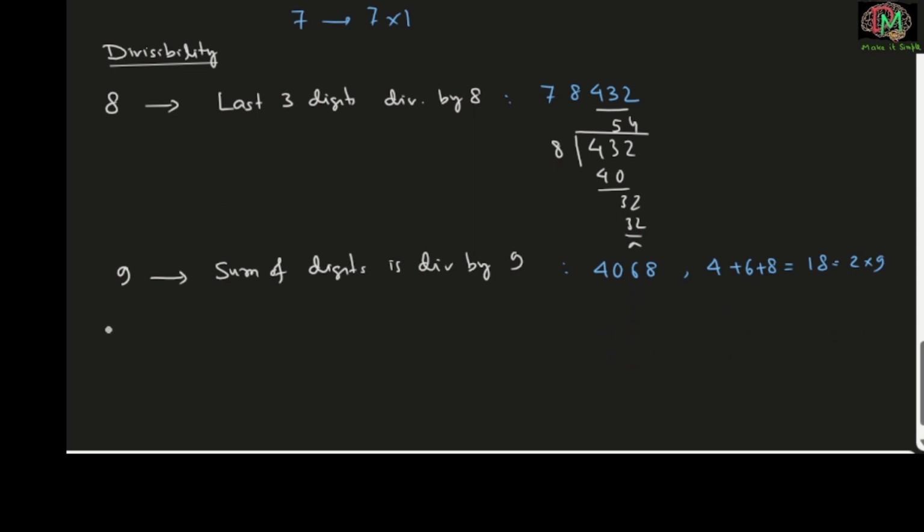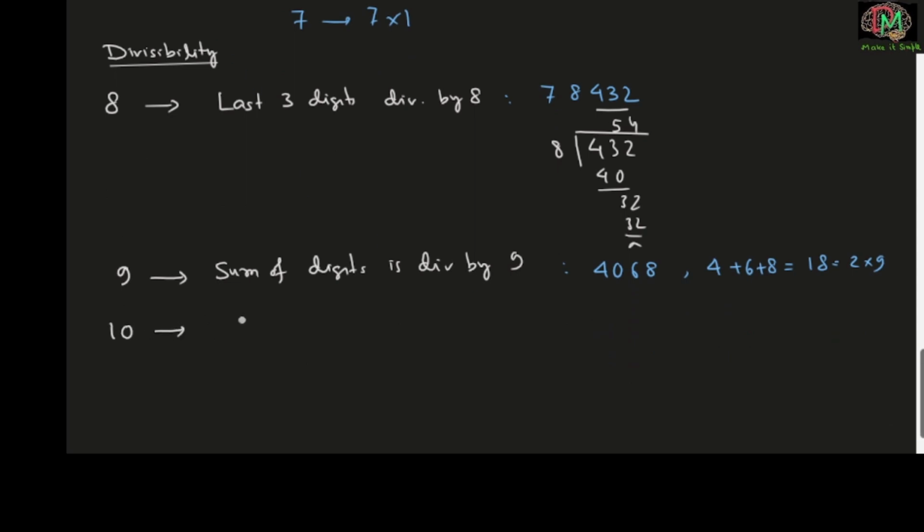Next, the divisibility rule of 10. If the last digit is 0, then we can say the number is divisible by 10.